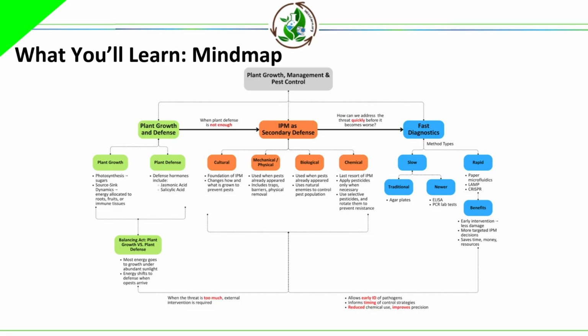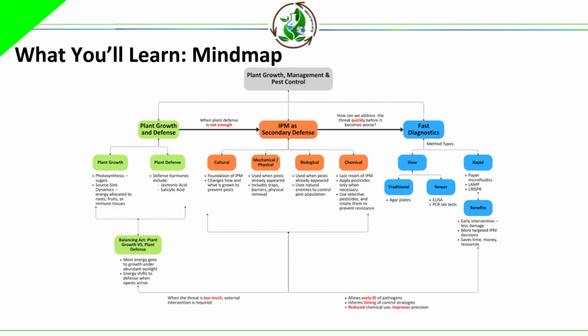In green, you see the plant itself. Plants are always balancing energy between growth and defense. In normal conditions, they grow leaves, roots, and fruit. When pests attack, hormones like jasmonic and salicylic acid switch on and energy shifts into defense.